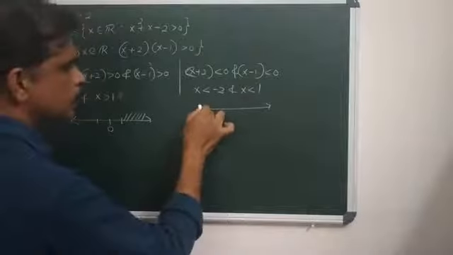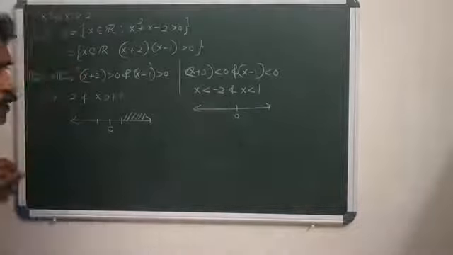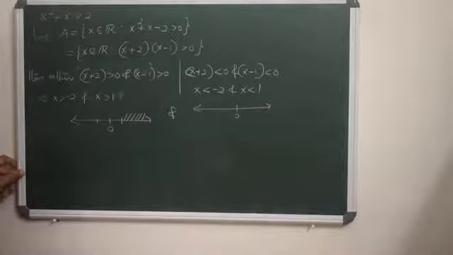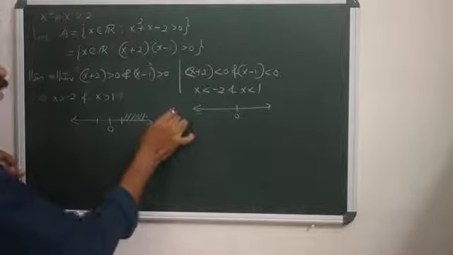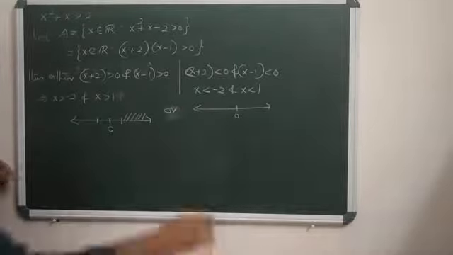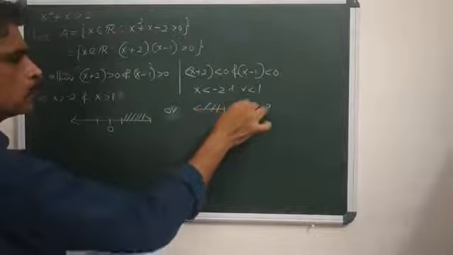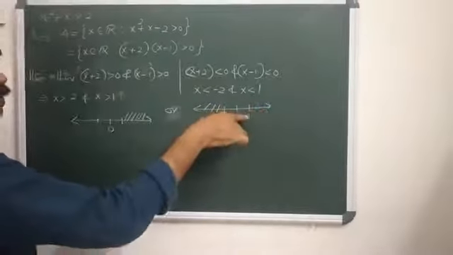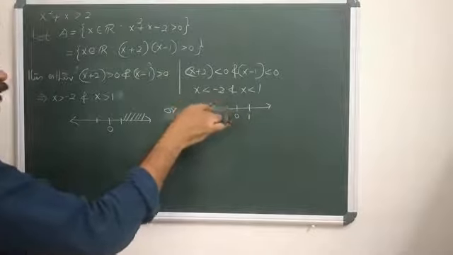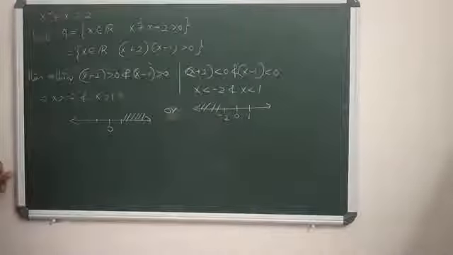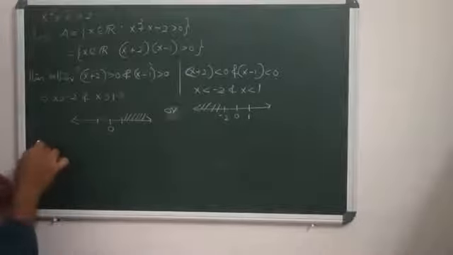If you consider the real line, it is x less than minus 2. X less than minus 2 means this one. And x less than 1 means this one. So here the required region is this shaded region. Okay. Therefore, what is A?